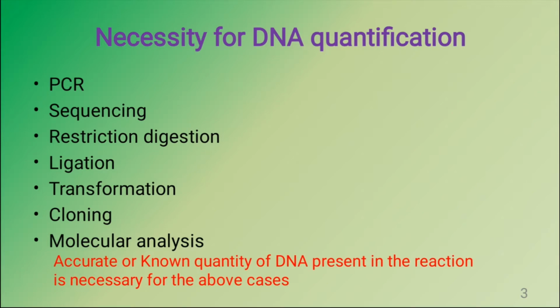Similarly, to perform restriction digestion, quantity is necessary to know how much quantity of gene of interest or DNA fragment and how much quantity of DNA backbone is added and how much restriction enzyme to be added. Similar thing is adapted for ligation also. And for performing transformation, the quantity of plasmid is a prerequisite, and in case of cloning using restriction digestion and ligation, we have to know the DNA quantity. In addition, several analyses such as molecular marker analysis using DNA based markers. So in all these cases, accurate or known quantity of DNA present in the reaction is necessary.